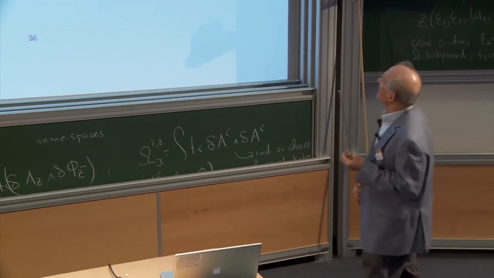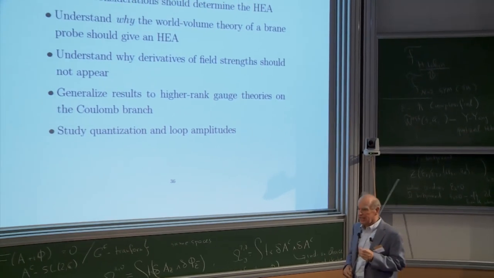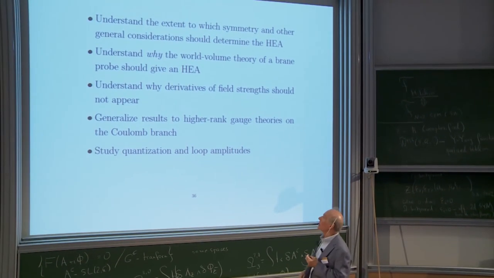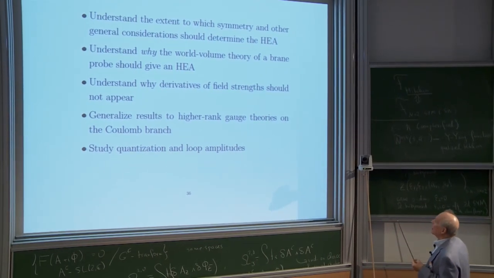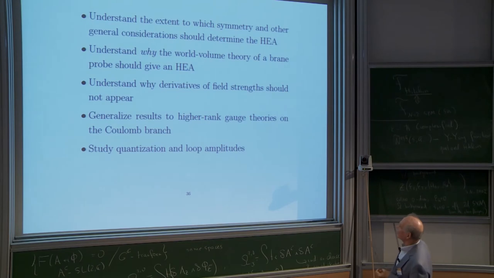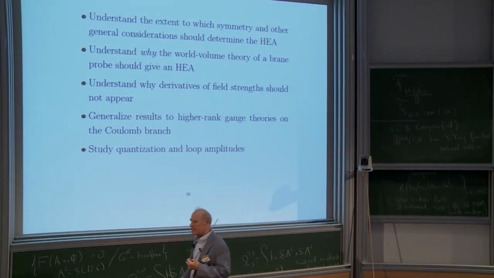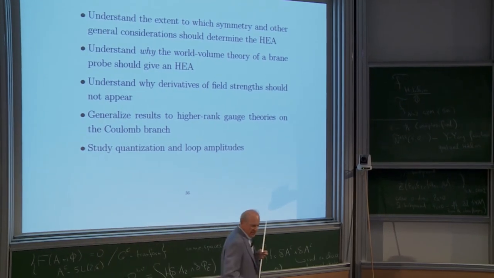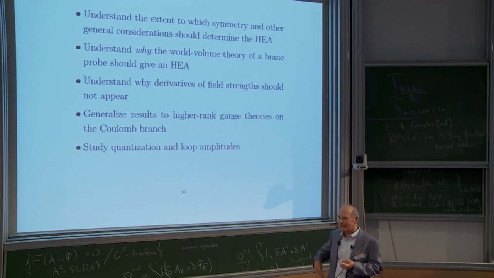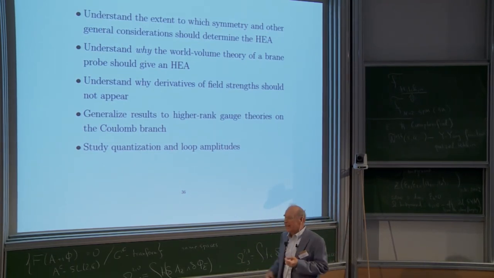We want to understand the extent to which symmetry and other general considerations should determine this thing, to make the case more compelling. I'm not exactly sure how to get a handle on that. But if all this holds up as people examine it, if people decide that this isn't completely crazy, then of course one will become bold and make stronger conjectures that you should apply to systems with less symmetry and so on and so forth.